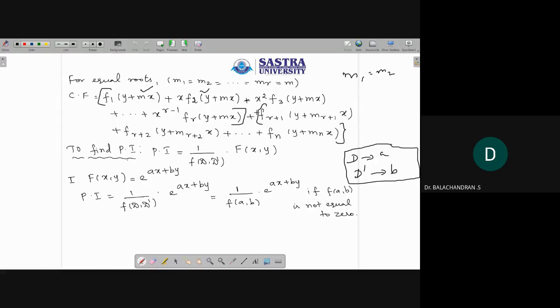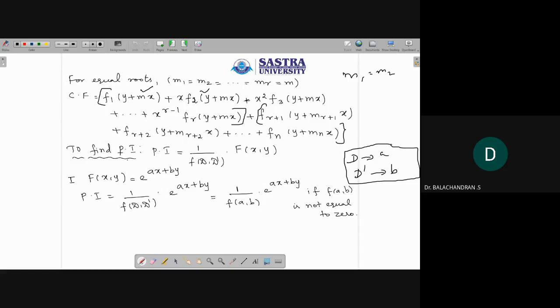For imaginary roots, in differential equations we write the solution in the form e^(αx)(a cos βx + b sin βx). But here we will consider the complex roots also as distinct roots. Suppose you have 1 + i and 1 − i, you will consider 1 + i and 1 − i as distinct roots.